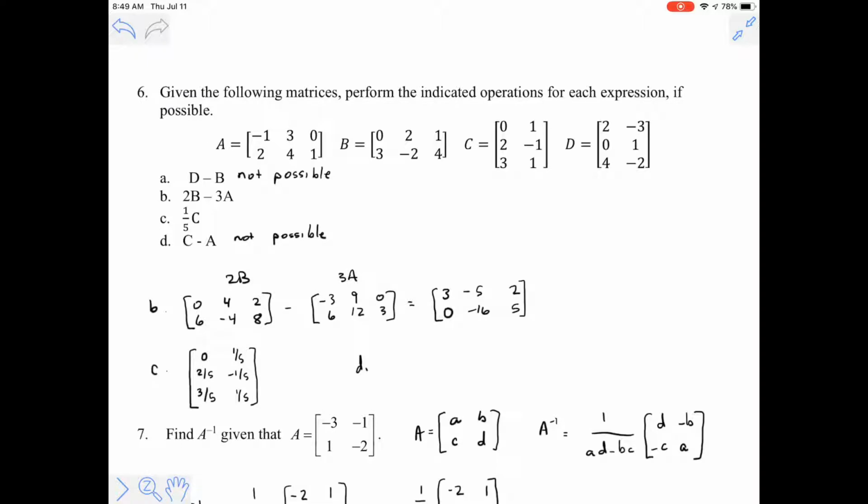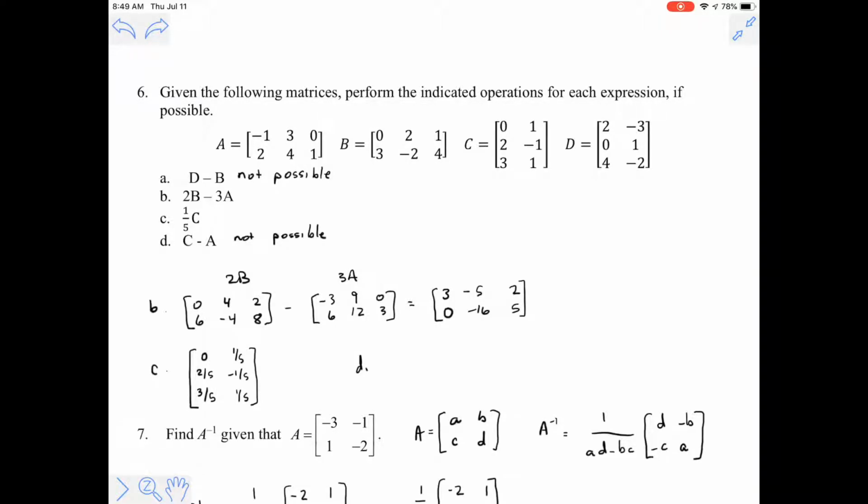Okay, question 6. More stuff from 6.3, matrix operations. Adding and subtracting matrices is only possible if the matrices are the same size. So for part A, I've written not possible, because matrix D and matrix B can't be subtracted. They're not the same size.